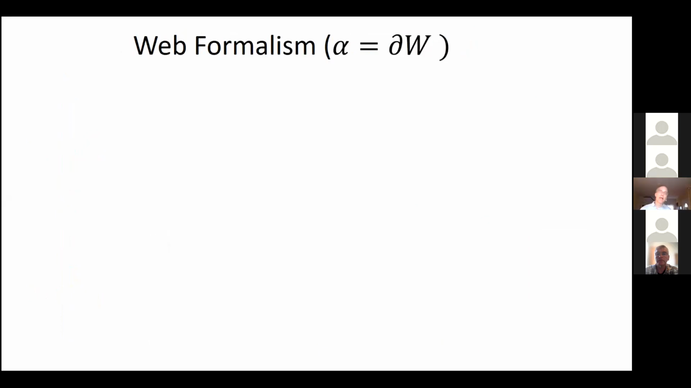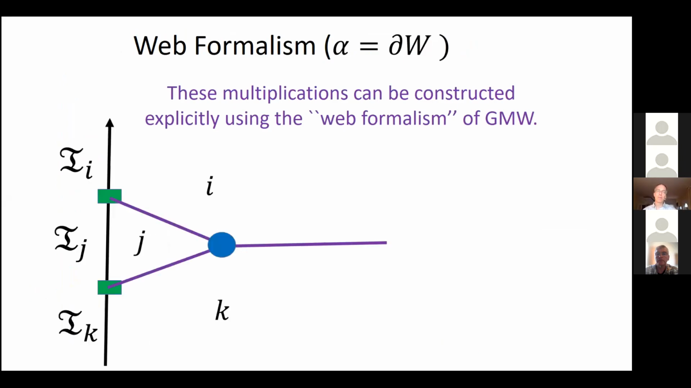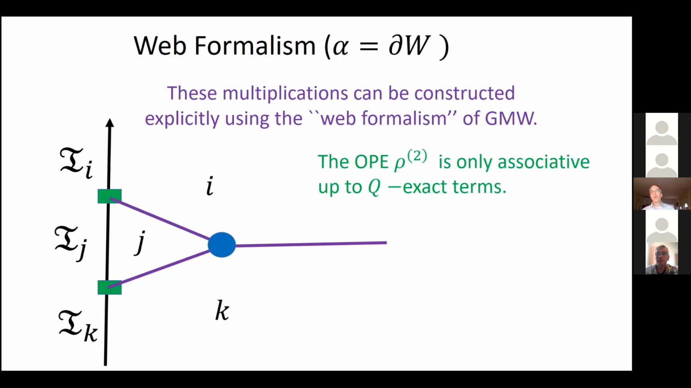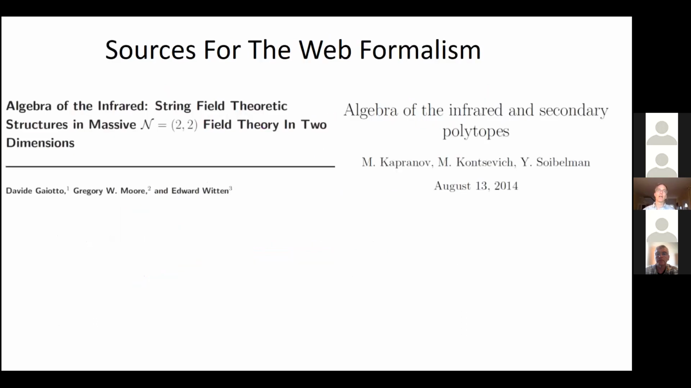Now, in the case where alpha is exact and there's a well-defined superpotential, these products have been studied very thoroughly using something called the web formalism, which was written down in this paper by GMW. And it involves pictures like this. I'll say a little more about what this picture means later. And if you use that formalism, you discover that rho 2 is only associative up to Q exact terms. The failure of associativity is governed by rho 3 and so on, similar to topological string theory. In other words, you're discovering an A-infinity algebra.